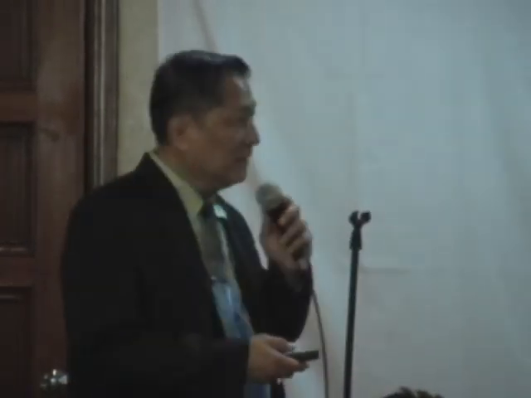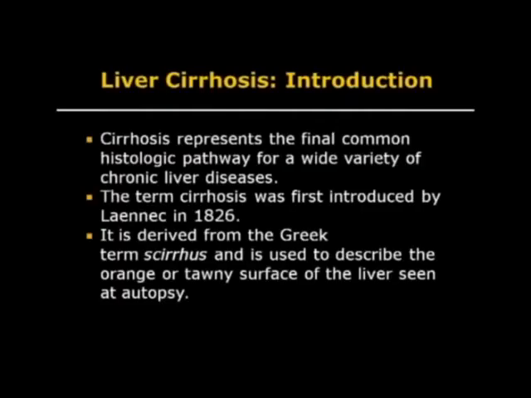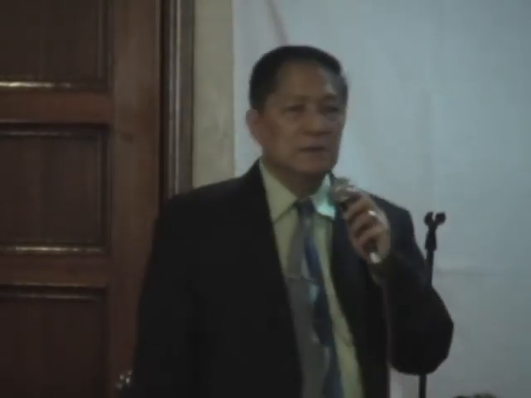Now we are in the final stage. Final common pattern for a wide variety of chronic liver diseases. The term cirrhosis was first introduced by Laennec in 1826. It is derived from the Greek word kirrhos, meaning tawny, and is used to describe the orange or tawny surface of the liver seen at autopsy. Siguro parang citrus from that imagination, okay?